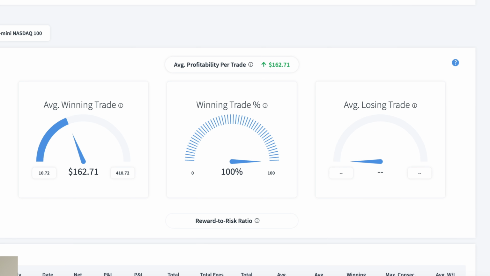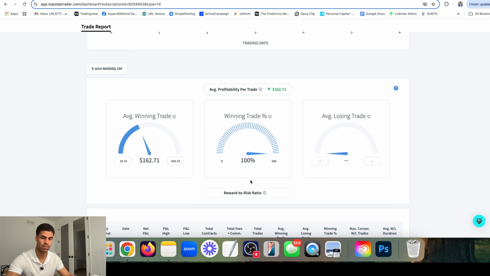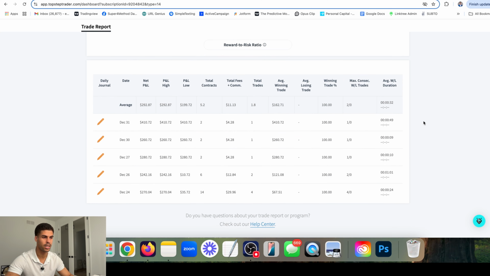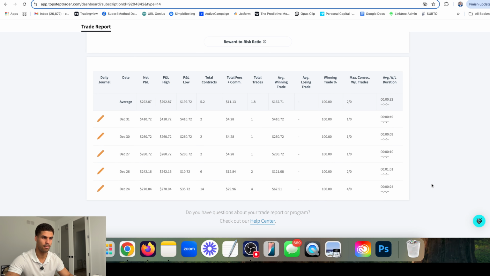All right, we can see here winning trade percentage, 100% win rate. We didn't lose any trades, and our average win was about $162. When you're trading with 1 contract, that's reasonable because there's about 8 points or so trading on a 1 minute chart, so not bad. That could be a little higher, but with 1 contract, I'm not going to complain about it too much.